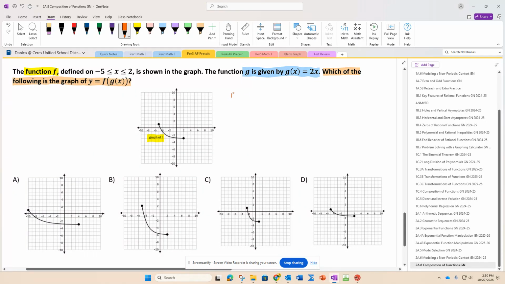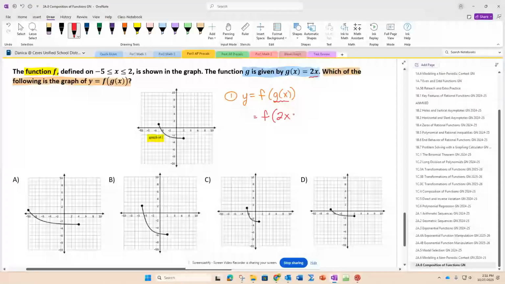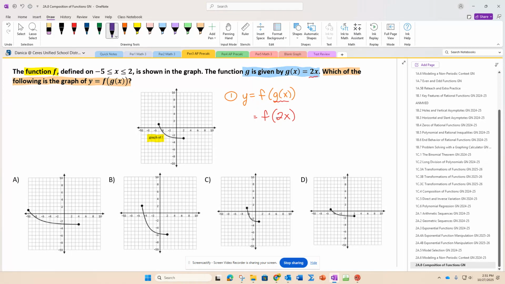So I'd start with my given composition function, y equals f of g of x. And now I'm going to replace the g of x with what it's defined as, which is 2x. And so now this becomes f of 2x. Then I need to interpret what my parameter of 2 means. So remember, this would be what we often call the b parameter.